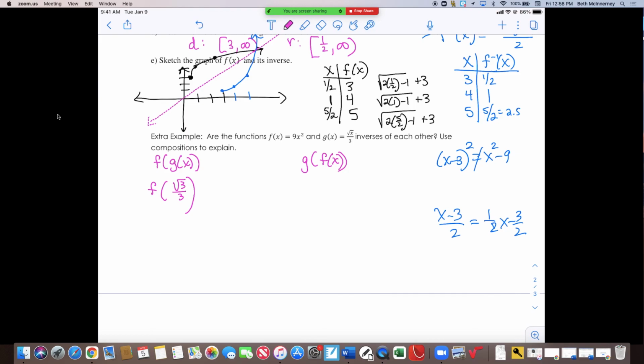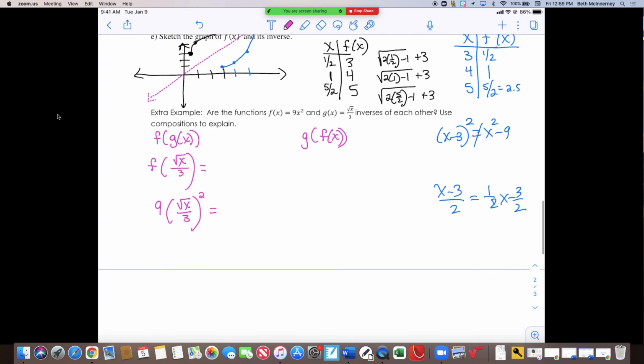All right, I'm going to go ahead and start f of g of x. Let me try that again. I want f of g of x, which is f of the square root of x over 3. Now I go to f. F says, take 9 times the input squared. So the square root of x squared is x. 3 squared is 9. So you can see the beauty of those exponent properties.